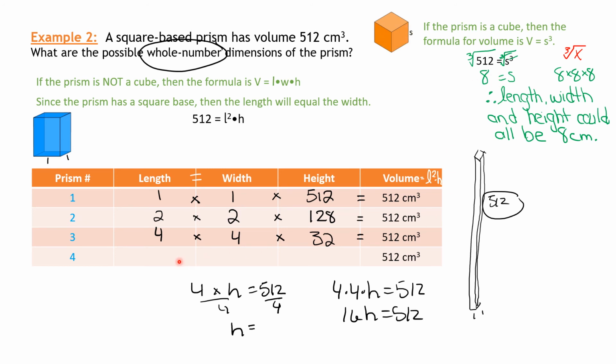What other dimensions do we have? So try 5. Does 5 work? If we have a length and a width, they have to be the same, length and width of 5. Can we get 512 with a whole number value for the height? So 5 does not work.